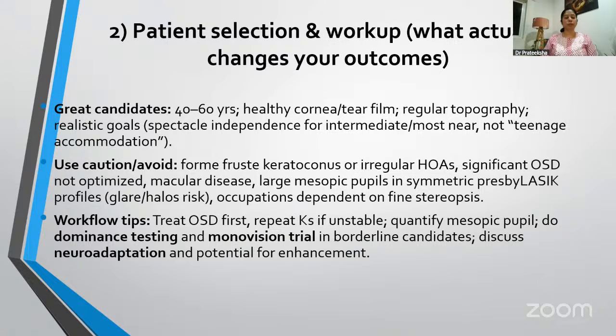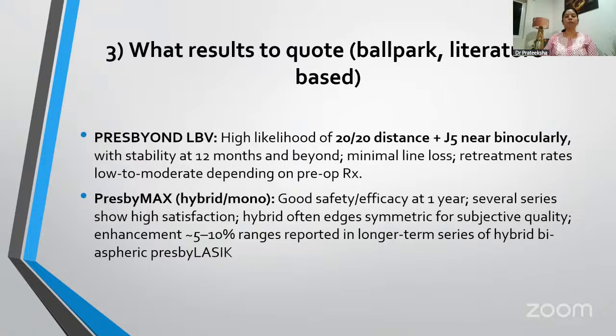In symmetric presbyLASIK profiles there is glare and halo risk, and occupations dependent on fine stereopsis need caution. Workflow tips include: treat the ocular surface disease first, repeat topography if unstable, quantify the mesopic pupil, do dominance testing, do a monovision trial in borderline candidates, and discuss neuroadaptation and the potential for enhancement.